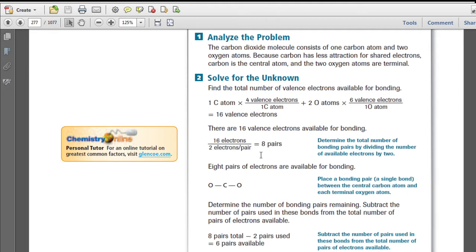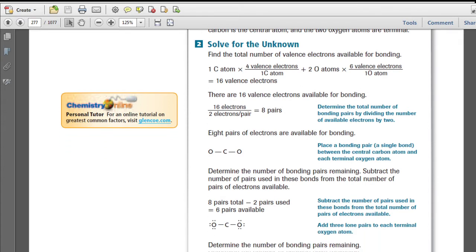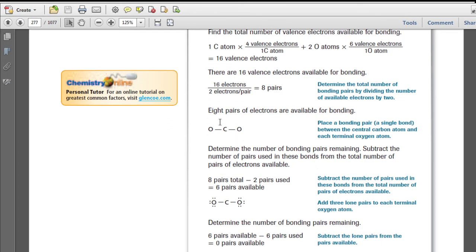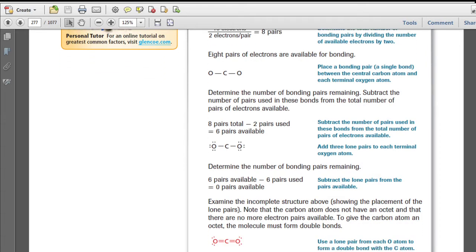Take that 16, divide it by 2, and that's telling us we have 8 pairs that could exist in this molecule. So let's draw carbon as our central atom with our oxygens on the ends, our terminal atoms. And when we draw in those lines, it tells us that we've just used 2 pairs of electrons. Take that 8 minus the 2 that we used, we have 6 pairs that are left over. So now we're going to want to put lone pairs on the terminal oxygen atoms.